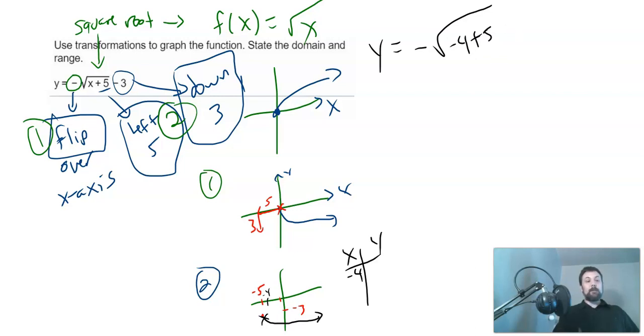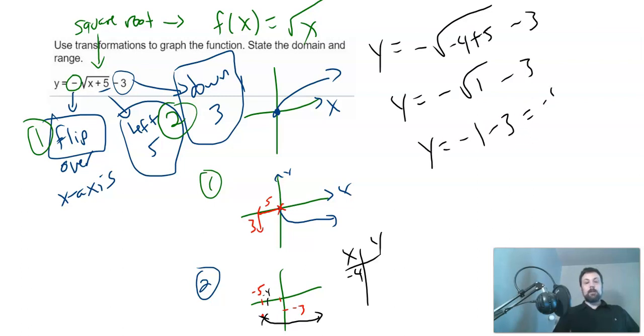I can't remember what was there. I was going to put minus. Is it -3? It is -3. Okay. And so we get y equals negative square root of 1 minus 3. That's going to be -1 minus 3, which is going to be -4. So we get -4 comma -4. So there we go here.